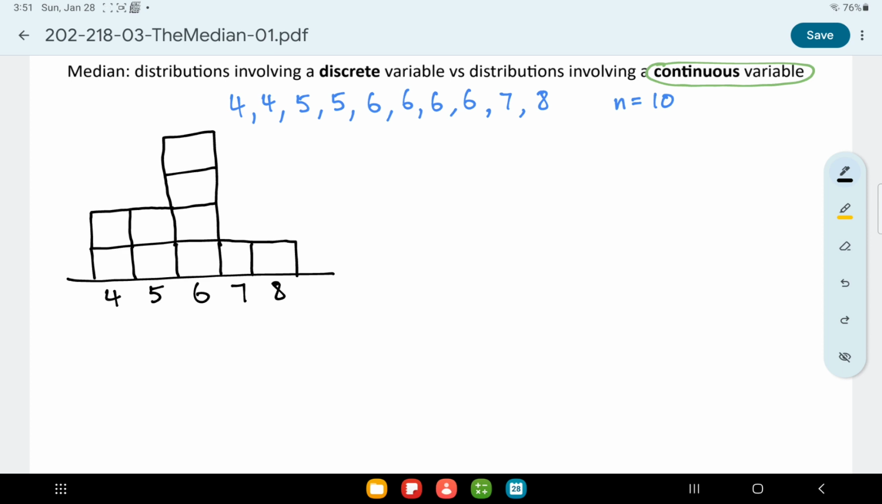Now, in a situation of a continuous variable, the number 4 represents any entry, represents measurements that fall between its upper real limit and its lower real limit. In a situation of 4, its upper real limit is 4.5, as indicated right here. And the lower limit of 3.5.